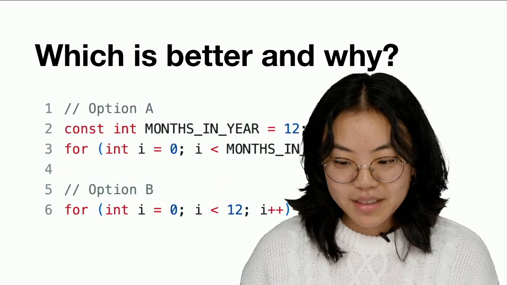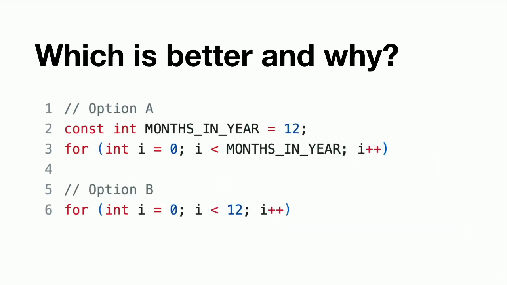All right, so how about this example here? So we have option A and option B. All right, yeah, so I'm seeing a lot of people say option A.